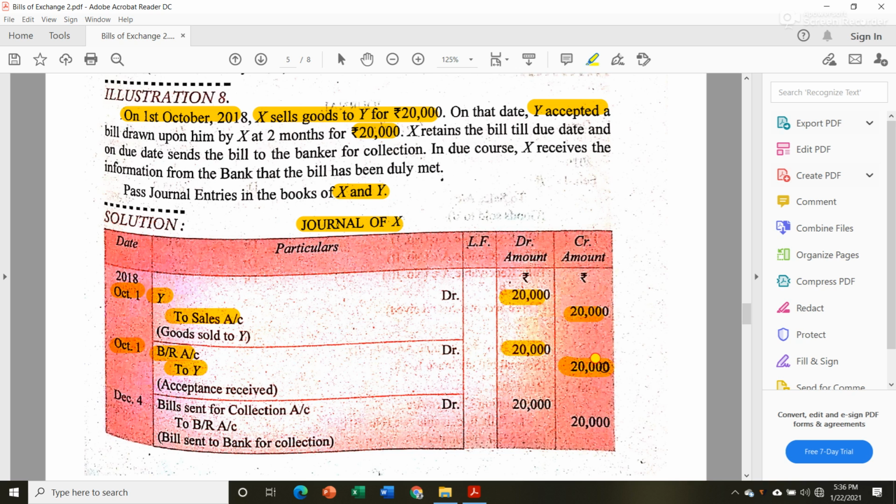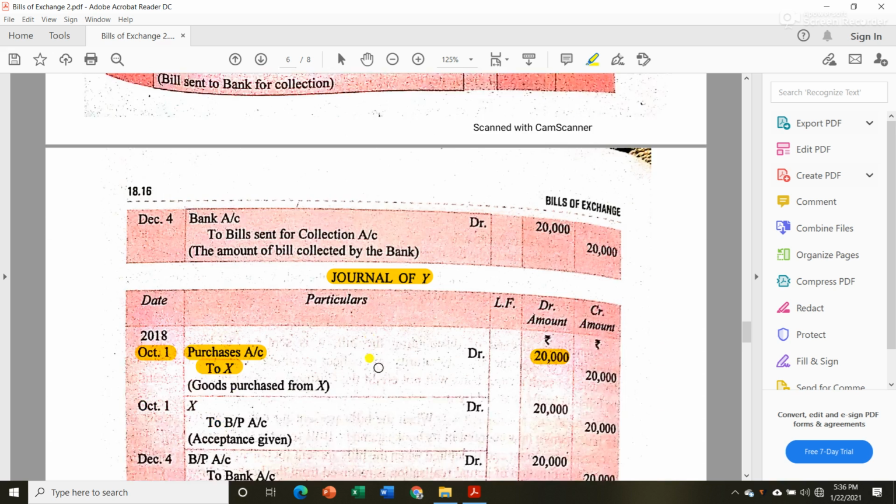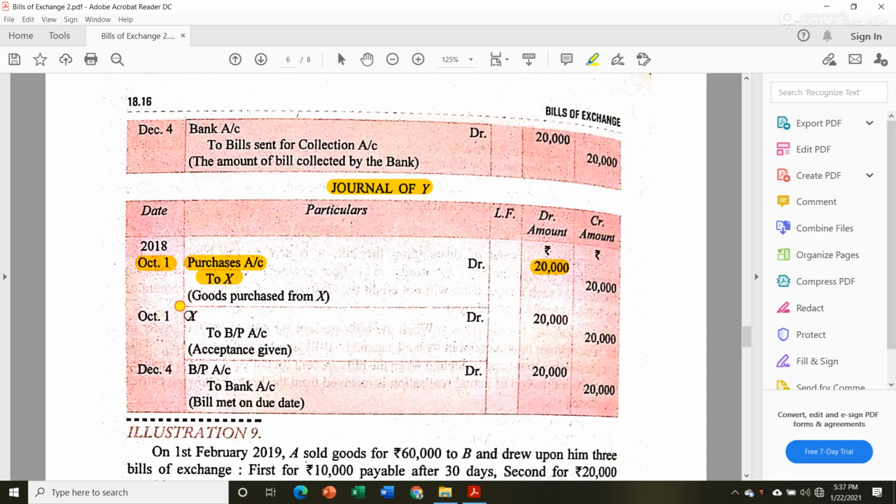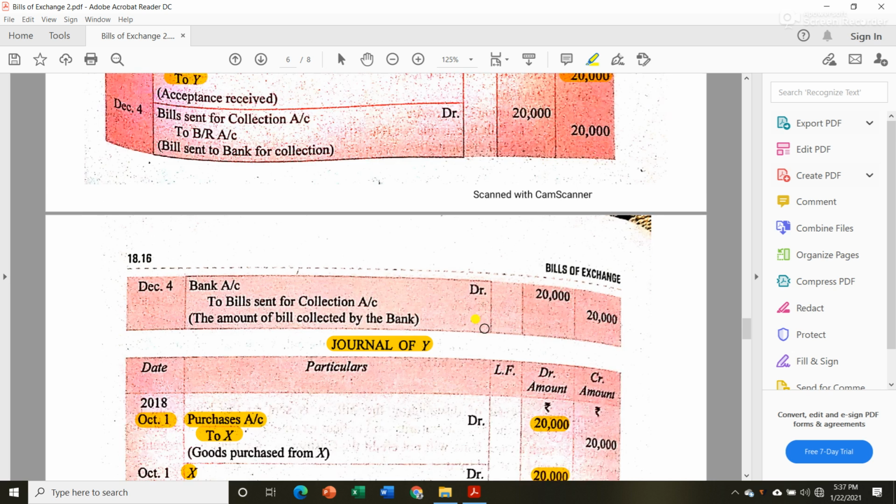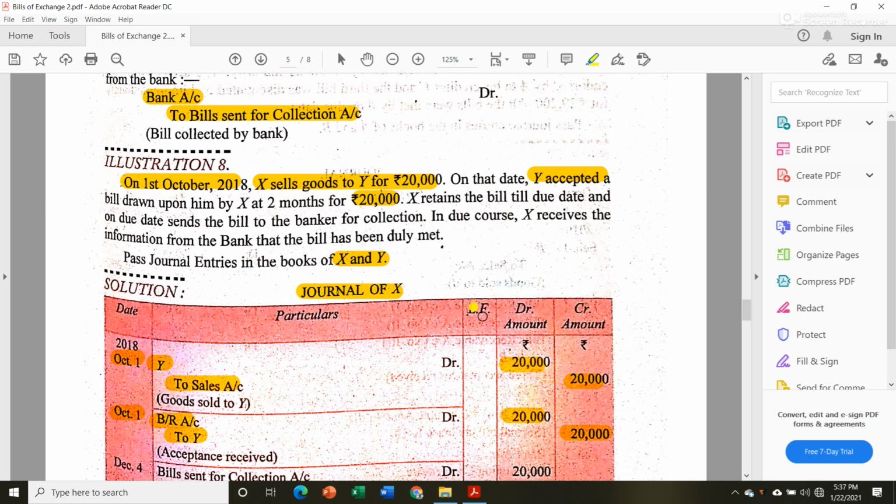rupees 20,000. In a similar manner, in the book of Y also there will be a journal entry. X is the receiver of that acceptance, and for Mr. Y that bill will be bills payable, so it is going out from the business, so it is credited, okay, with rupees 20,000. Now next, let us see.